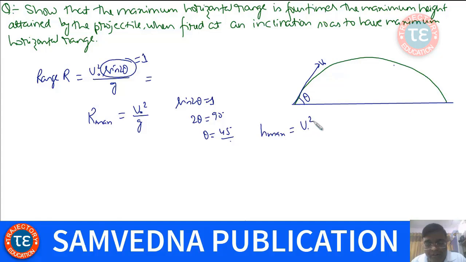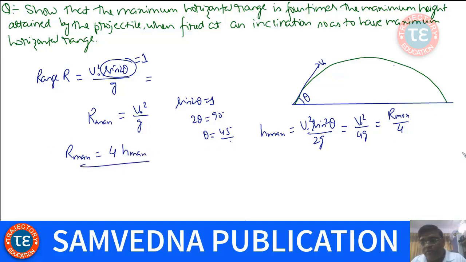H max? The formula of H max is V0 square sine square theta by 2g. So when theta is 45, sine 45 is 1 by root 2, so sine square 45 is 1 by 2. So this is V0 square by 4g, which is R max upon 4. So R max is 4 times H max. That's what we have to prove.